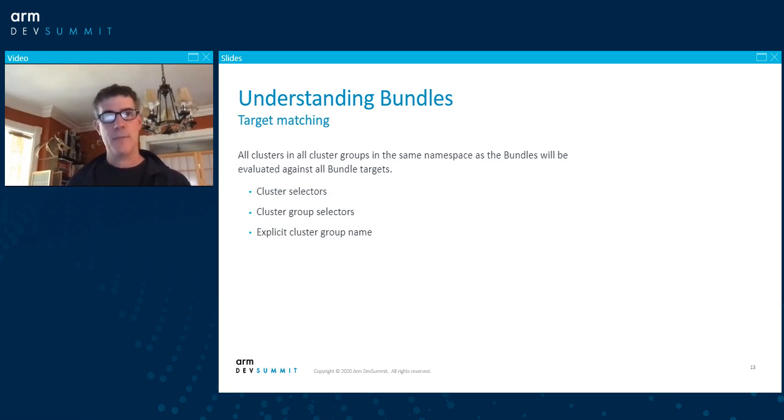As far as target matching goes, all clusters and all groups in the same namespace as the bundles get evaluated against these bundle targets, right? All criteria here is additive. So it's cluster selector and cluster group selector and cluster group that are evaluated for what is the change set that should be applied to the clusters.